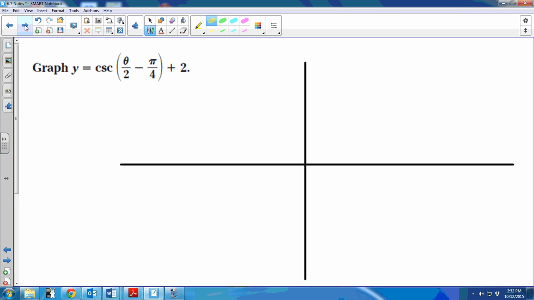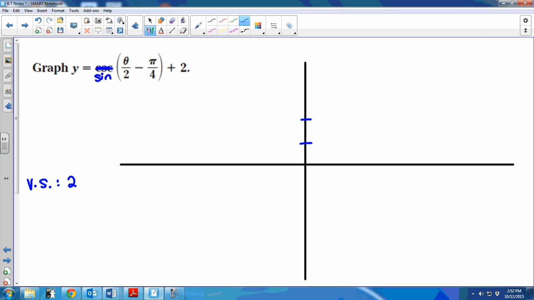So let's do this first one together, and then I'll let you do the next one on your own. So it says to graph y equals cosecant of theta over 2 minus pi over 4, and then plus 2. So I'm going to graph the sine of this function. So I need to find some things out. So the vertical shift is 2.